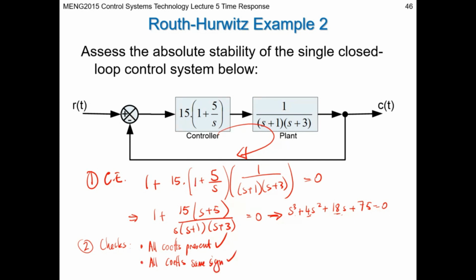So we're good on both of those. So we can proceed to set up our array now. Let me just rewrite the polynomial. So we're going to set up our array: s cubed, s squared, s to the 1. I'll leave a bit more space because we need to do the array there.